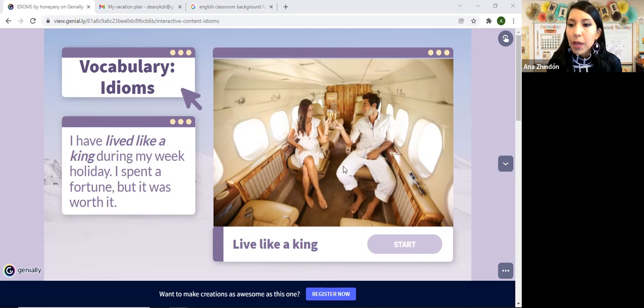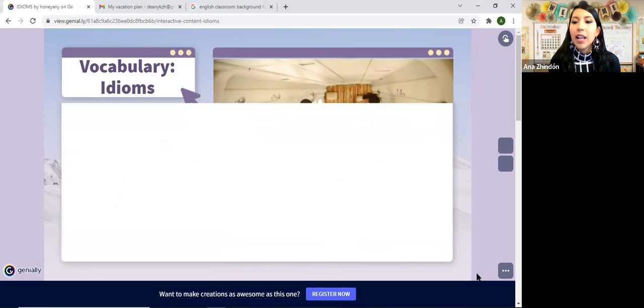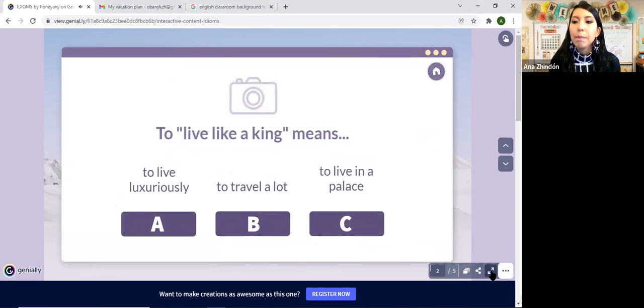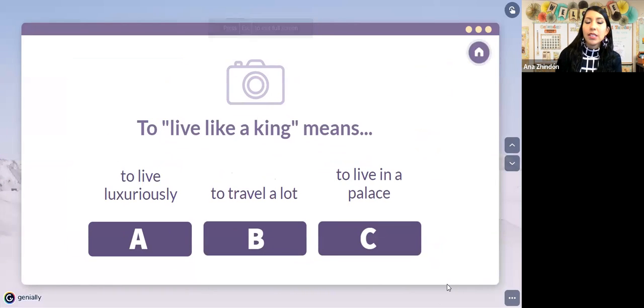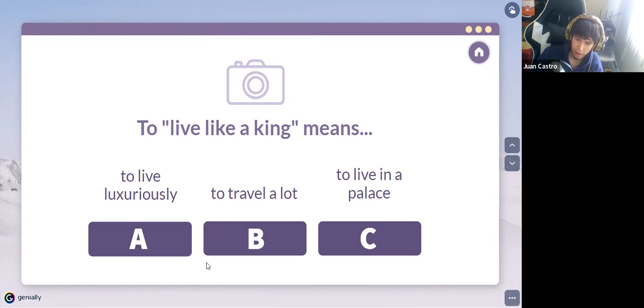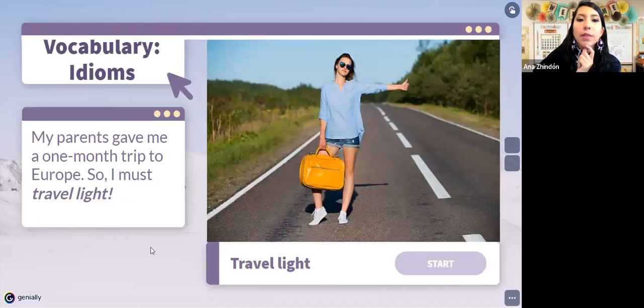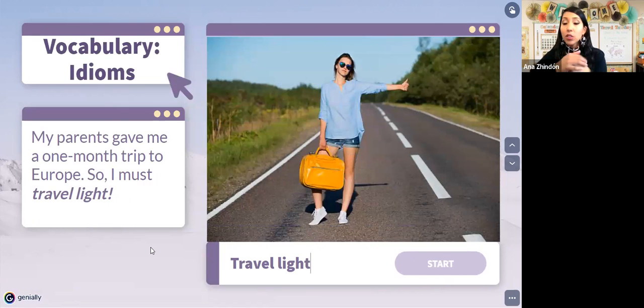Now, according to the picture and the sentence, let's see, what do you think the meaning of this idiom is? A, B, or C? To live like a king means to live luxuriously, to travel a lot, or to live in a palace. What do you think? What is the best answer? A, B, or C? Juanfer, what do you think? To live luxuriously, A. Yes, you're right. That is correct.